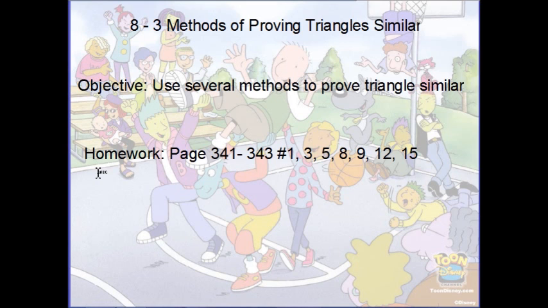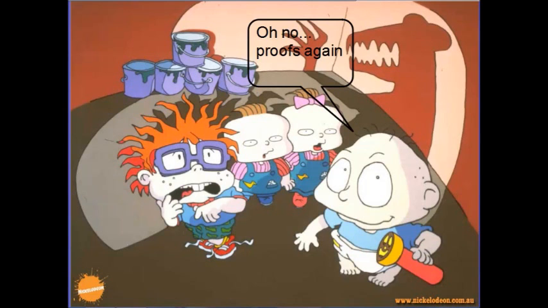For homework, we're going to be working on page 341 to 343, numbers 1, 3, 5, 8, 9, 12, and 15. Now I know what you're thinking. Proofs again. I promise you, this is one semi-isolated section of proofs that we're going to do, but it's really going to make sure that we have a true understanding of what similarity is.